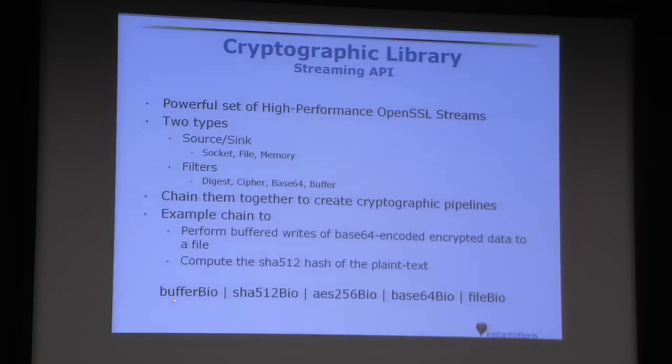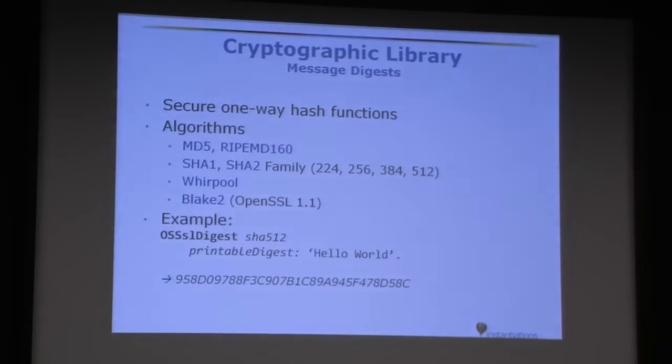Now to reverse this, it's fairly easy. Instead of doing a write, you do a read. You read from here, which will request buffered data from SHA-512, which in turn, you can see how it goes all the way down till you get to file, and it's pulling information out, base 64 decoding it, decrypting it, SHA-512 hash in a decrypted plaintext, buffered read. And you can set up a lot of Smalltalk processes with these pipelines and get really high performance throughput on crypto streams. Quick overview of the library.